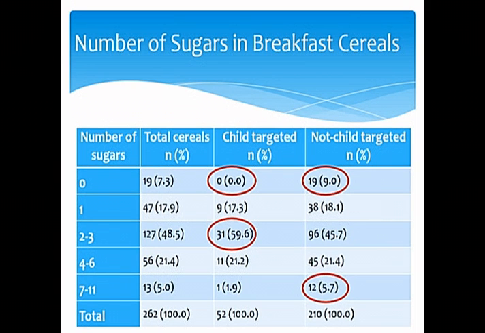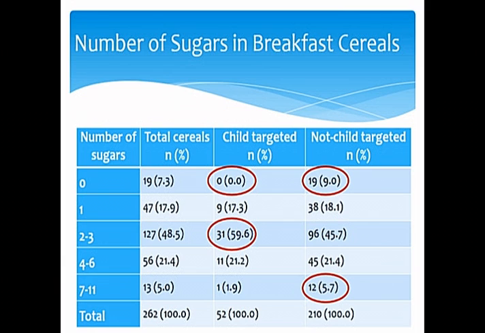Now, when we looked at the number of sugars in the ingredients list, it was quite interesting. First of all, if I draw your attention to the second column there, 60% of the child-targeted cereals had between 2 to 3 different sugars in the cereal. And if you look at just one number below that where it says 4 to 6 sugars, 20% actually had 4 to 6 different types of sugar in the cereal. Also, if you look up at the first row under zero, there were no child-targeted cereals that had no sugar at all. That's just not a food category that exists.